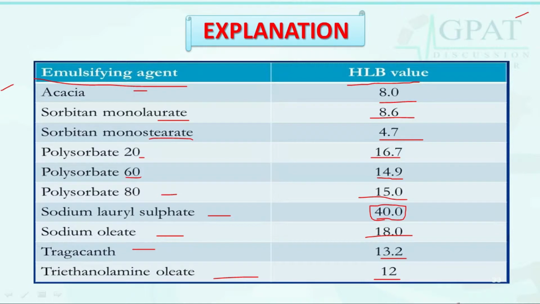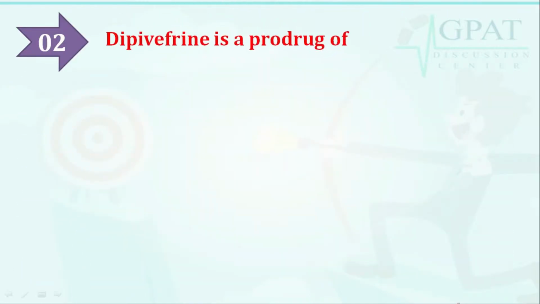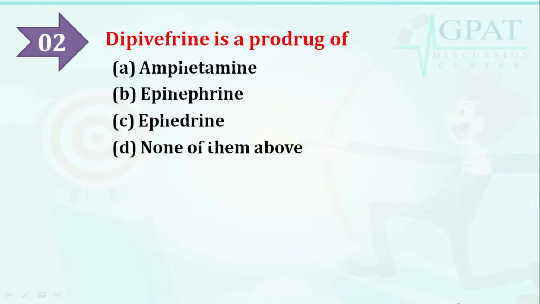So moving on to the next question. Diphenhydramine is a prodrug of, and the options are option A amphetamine, option B epinephrine, option C ephedrine, option D none of the above. So diphenhydramine is a prodrug of which drug? So the correct answer is epinephrine. Diphenhydramine is a prodrug of epinephrine.